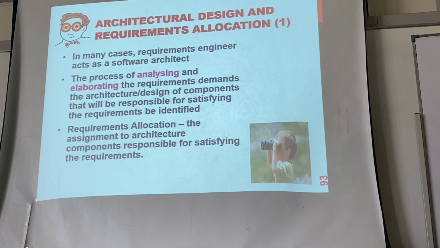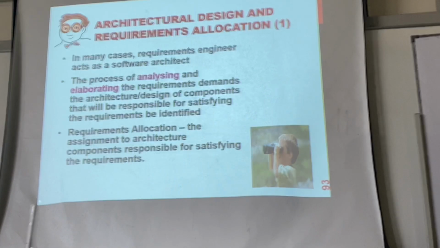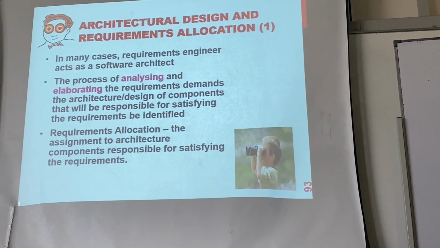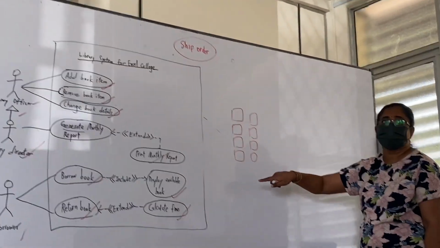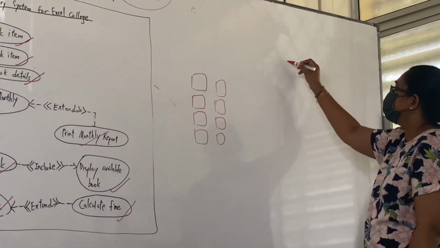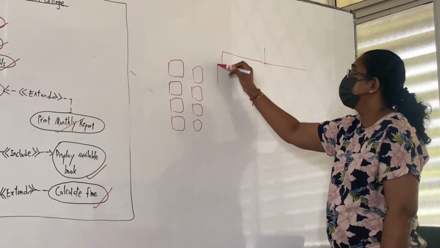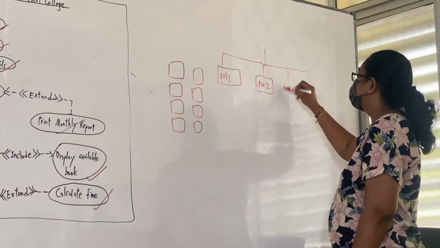You have so many requirements. You list down every requirement, for example add book, remove book, generate monthly report, borrow book. Then you come up with the architecture. You know what architecture is? You name the modules: module 1, module 2, module 3.